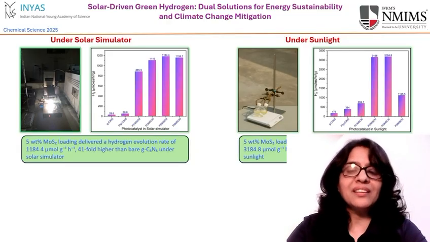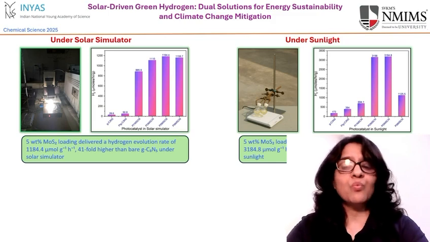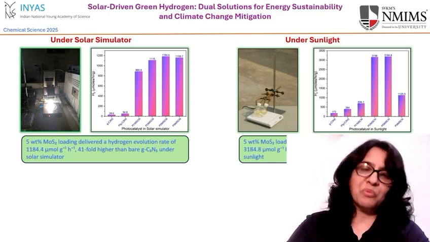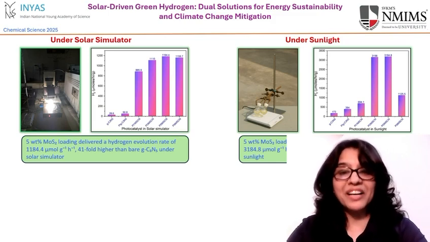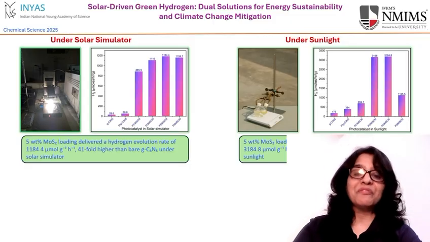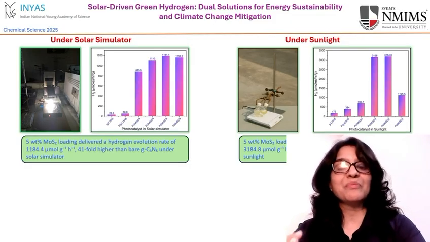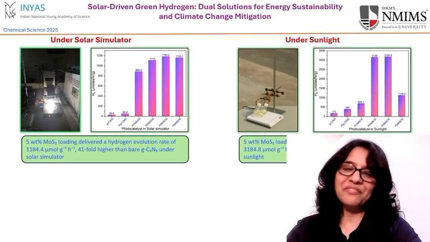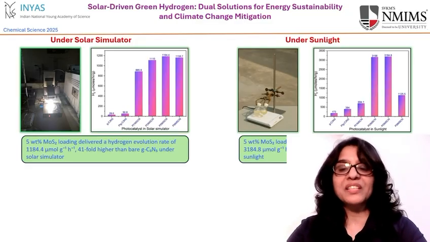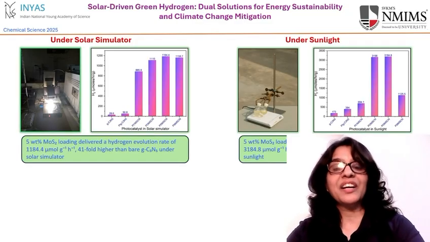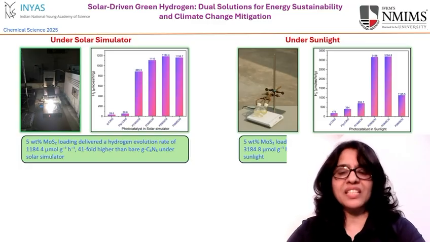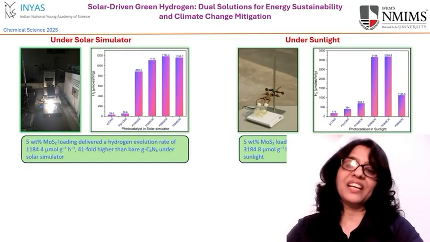and found an encouraging value of 1184.4 micromoles per gram per hour. Buoyed by this experiment, I then performed it under direct sunlight and obtained three times more hydrogen. I can confidently claim that my composite of graphitic C3N5 and MoS2 is a positive step towards the production of green hydrogen.